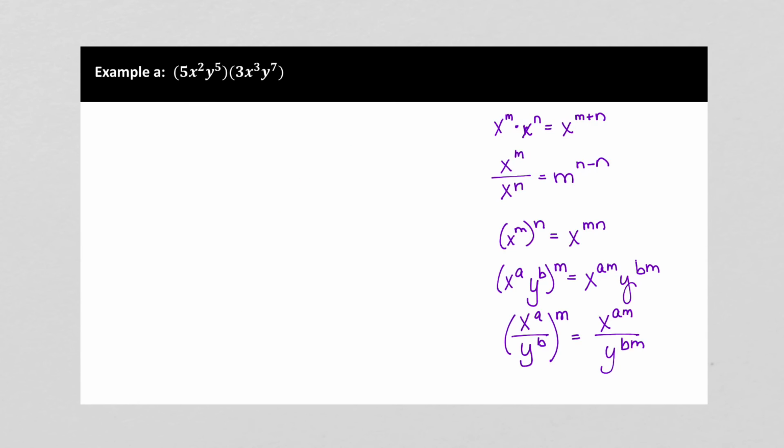So let's look at a few examples. The first one here, we're going to multiply, and we'll just start by multiplying 5 times 3. And then x squared times x cubed, that will be x to the 2 plus 3. And then y to the 5th times y to the 7th, that'll be y to the 5 plus 7. 5 times 3 is 15, times x to the 5th times y to the 12th. And that's it.